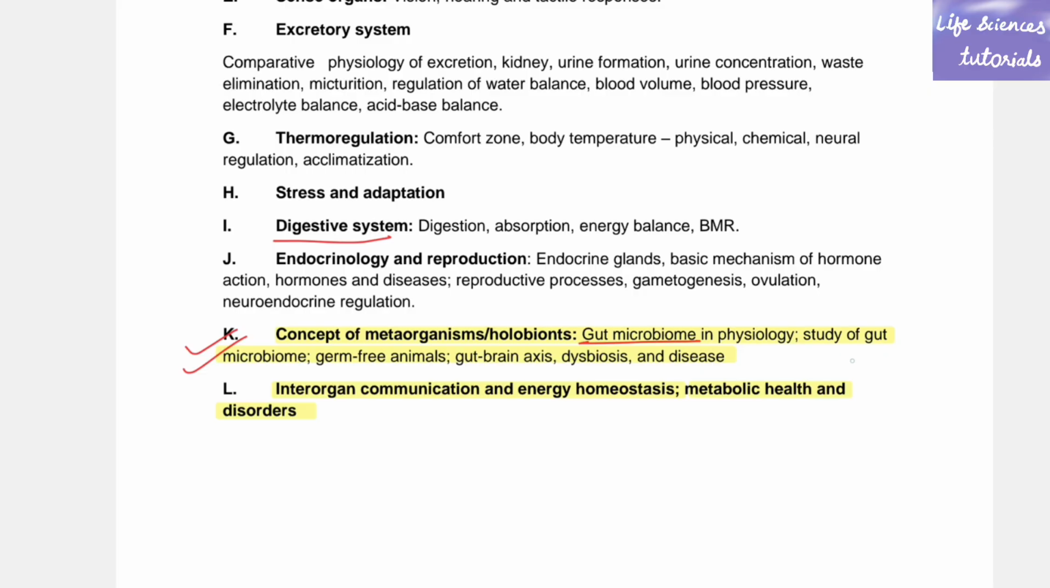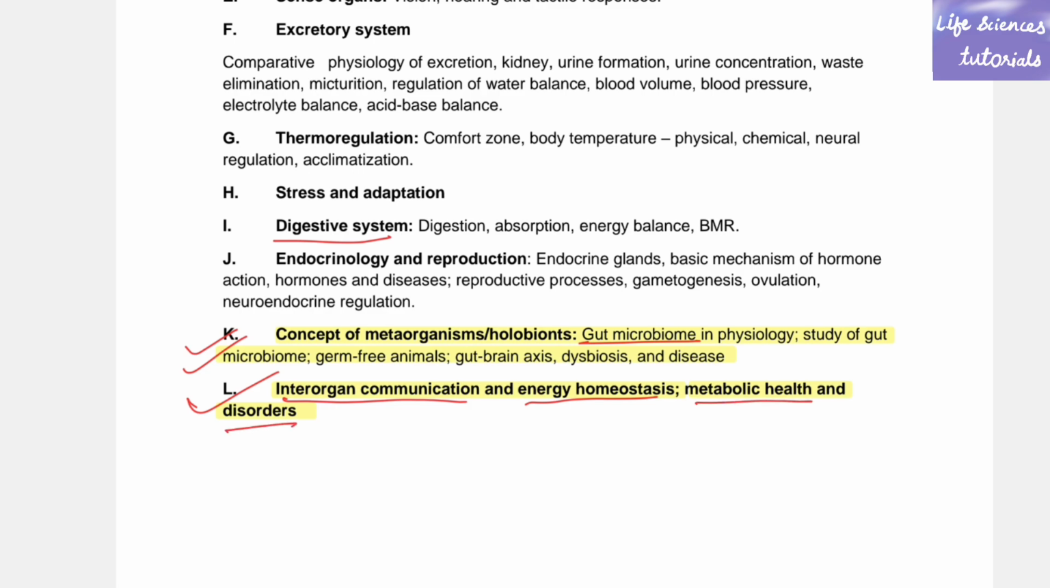Next, study of the gut microbiome, germ-free animals, gut-brain axis, dysbiosis, and disease. And then inter-organ communication, how different organs, basically stomach, liver, intestine, brain, function in a coordinated manner. So their communication, energy homeostasis. Now usually this was covered in some other topics, but now we cover it here itself. Metabolic health and disorders.